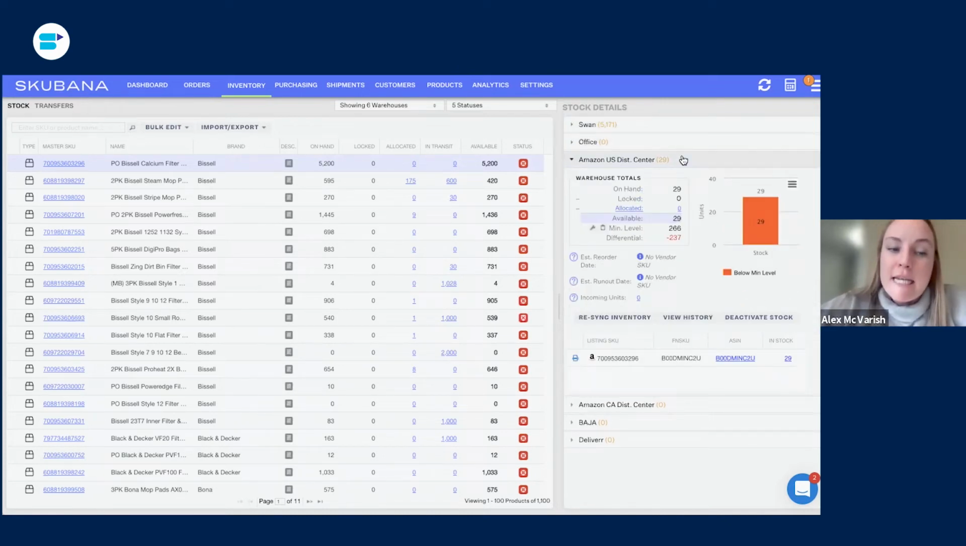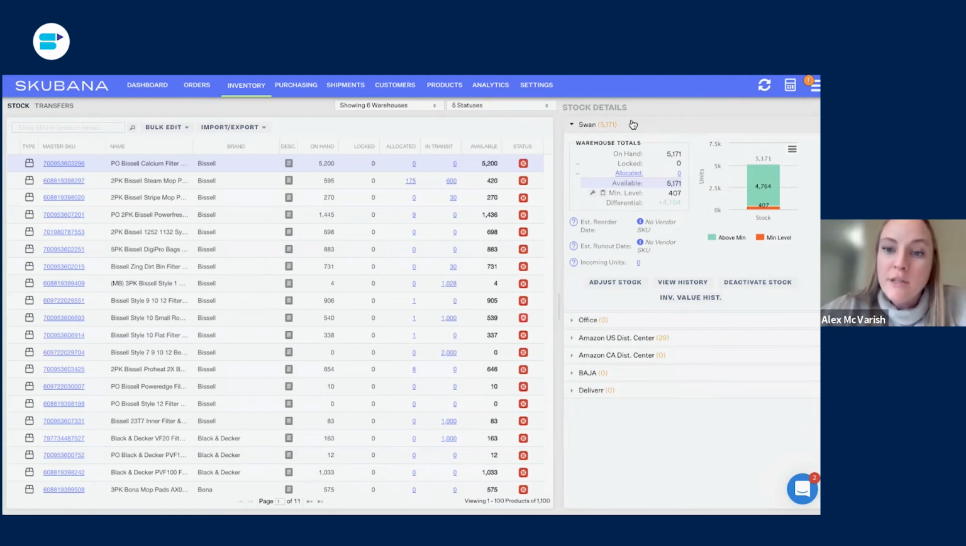Skubana has a native integration with Amazon, which means that we can pull FBA inventory counts into Skubana so that you have visibility into those counts in our system without having to go look at each SKU in Seller Central. We connect to your warehouse so that they're providing us with real-time data on the number of on-hand units that they have.